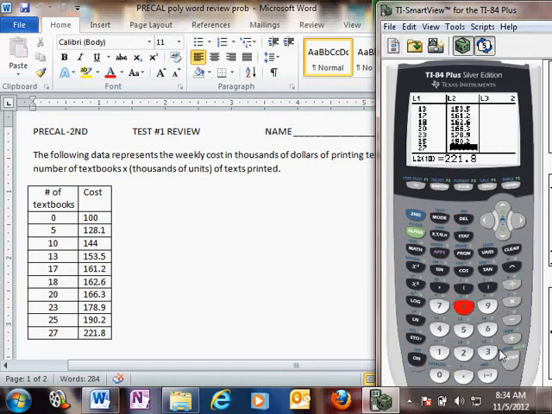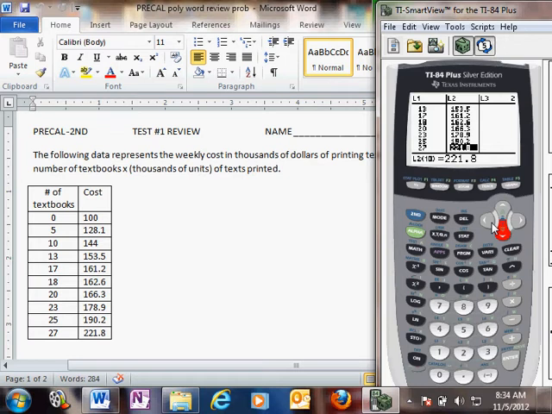And after you get it entered in, especially with this many numbers, you want to just go back and make sure you didn't enter anything incorrectly. It's really easy to do. Okay, so we got our data in the calculator.